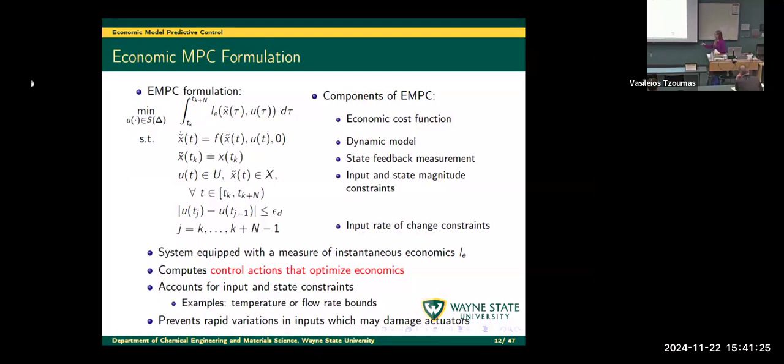So the main idea about economic MPC is that it gives you the flexibility to compute control actions that optimize economics. And so this can be cool, but then the problem is now what are you going to do about the stability concern? So the theoretical concern about how do you guarantee safety?